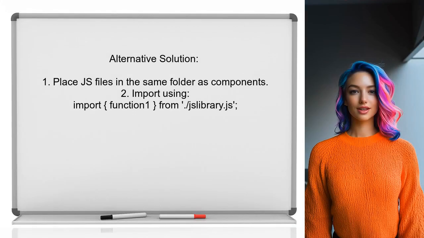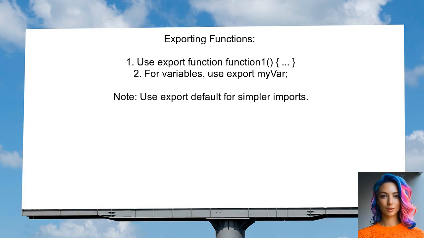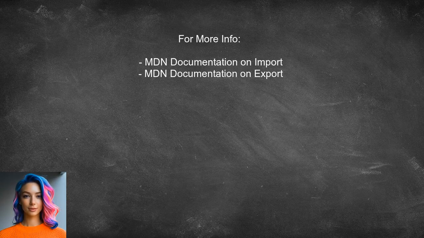An alternative approach suggests placing your custom JavaScript files in the same folder as your React components. You can then import them directly into your components. For example, to import a file named jslibrary.js, use the import statement with the correct file path. Make sure to export your functions or variables from your JS library file. For instance, you can export a function like this: export function function1. If you use export default, you won't need brackets when importing. For more detailed information, check the documentation on import and export statements.